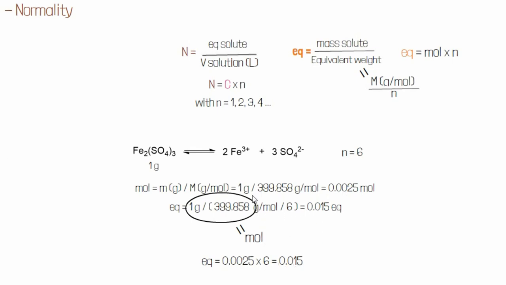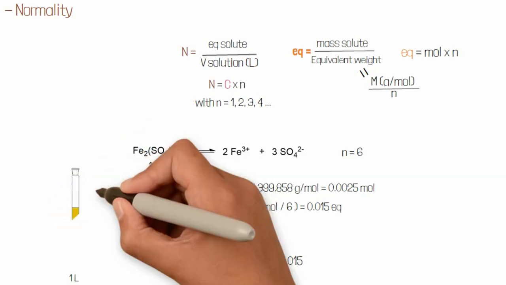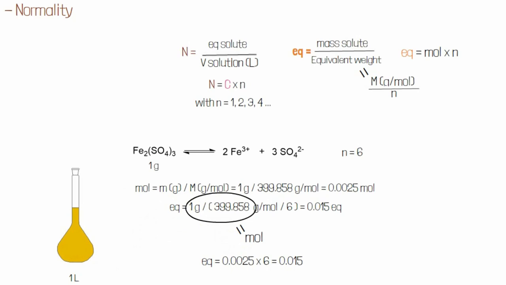Okay, now we want to know what is the normality of the solution made by 1 gram of this iron in 1 liter. So we have 1 liter of final solution in this flask. So what is the normality of this solution? It's very simple. We already have the equivalents, so it's this equation here. We just have to divide by the volume, but the volume is 1.